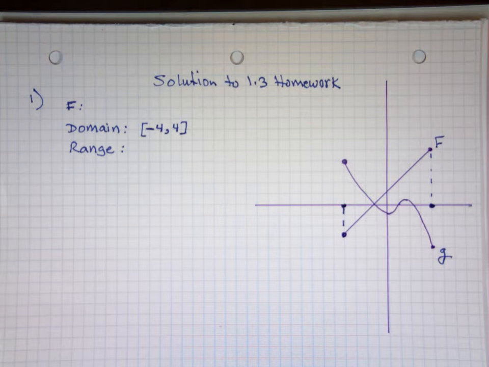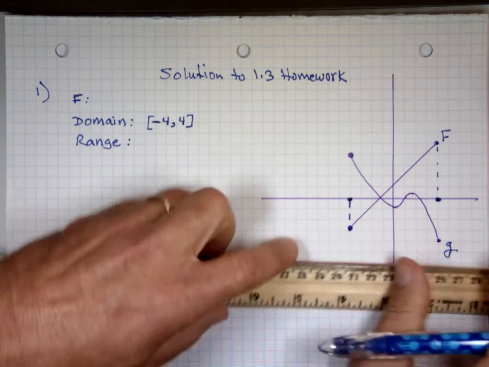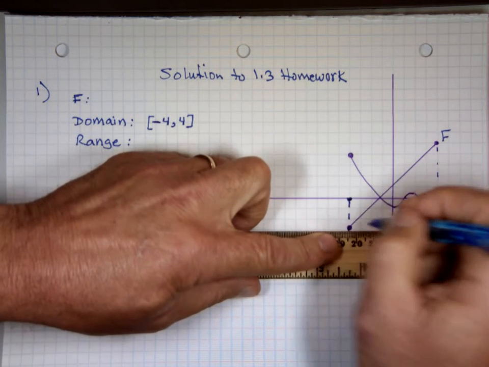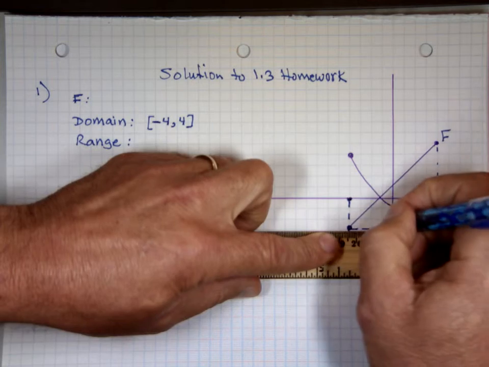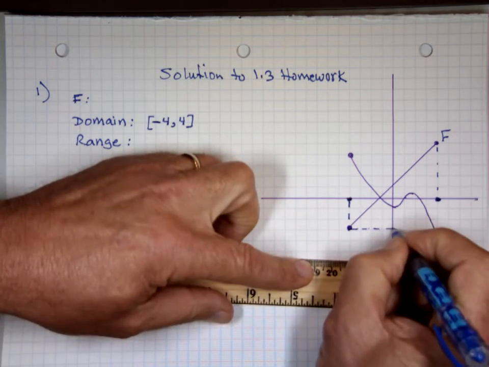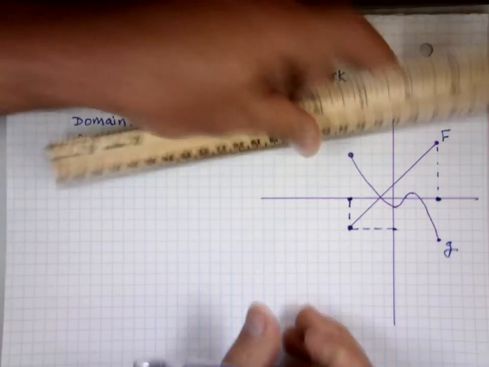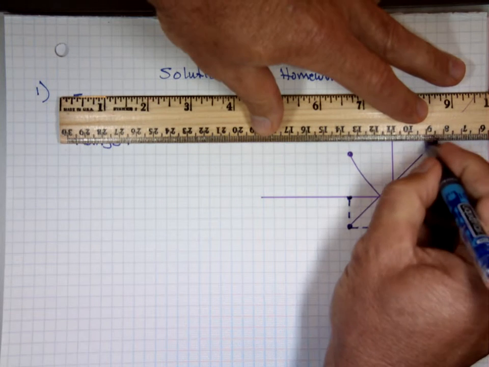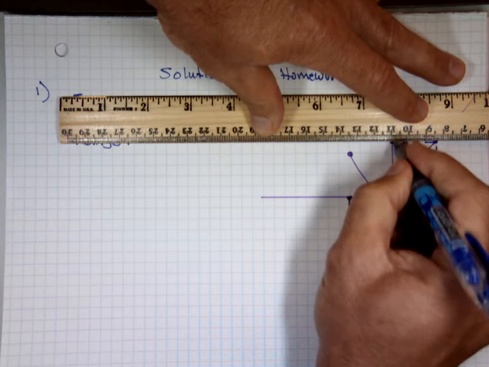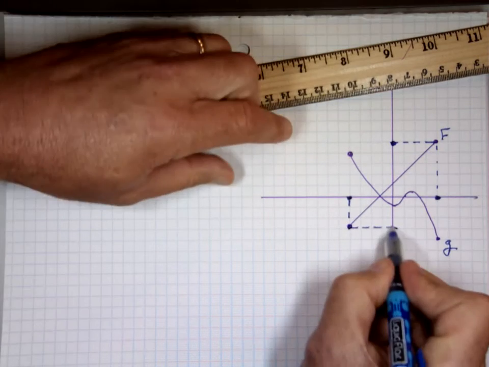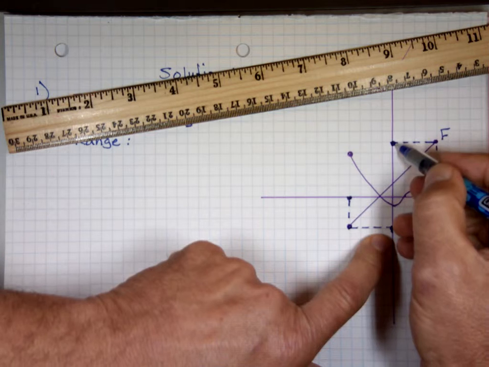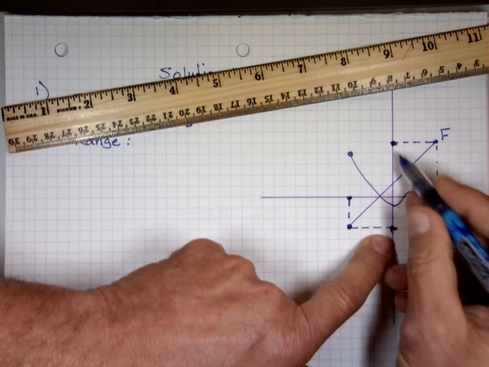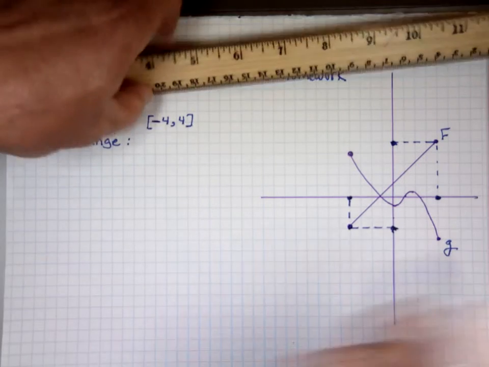The range is the y value. What is the smallest y value that you see for f? It's this value, right here. And what's the largest y value for f? It's this one. So your range is from this number to that number. What's this number? Negative 3. And what's that number? 5.